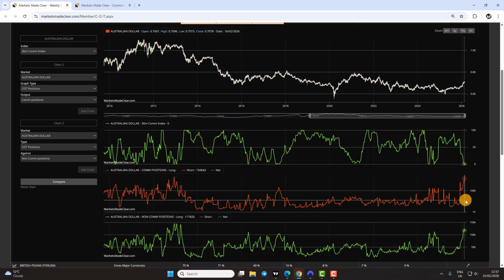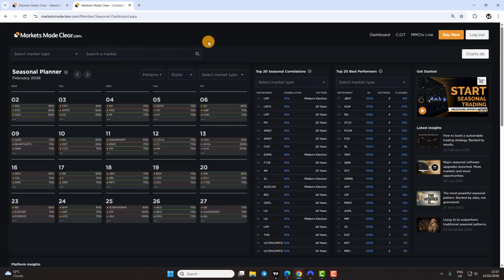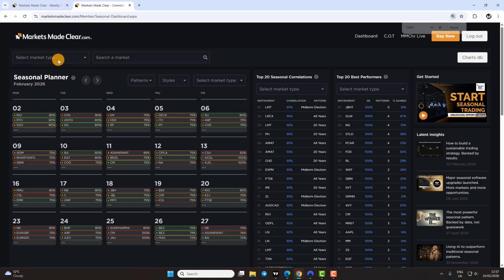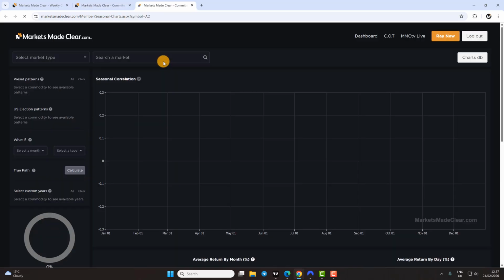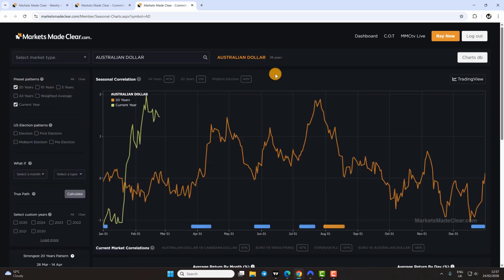What the positioning doesn't tell us is when Aussie could start to see that weakness actually kick in and start to see that momentum to the downside. That is when we could start to take a look at seasonal patterns and try to understand what is the behavior when we could actually see that weakness in the Aussie. I'll start with Aussie dollar here.